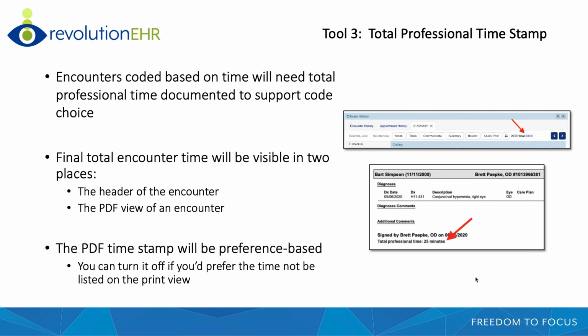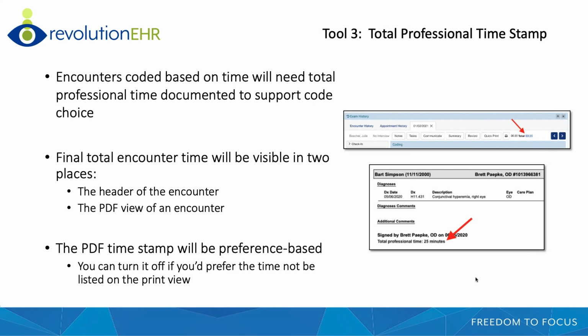So we set the default to no. You can certainly change it to on. But if you leave it off and an audit came your way and asked for 10 records and you've identified that a certain subset or all of them were coded based on time, then you could temporarily turn that preference on, print out those 10 encounters, and it will have the total professional time listed there, and then turn the preference back off so the total professional time disappears from each subsequent print.